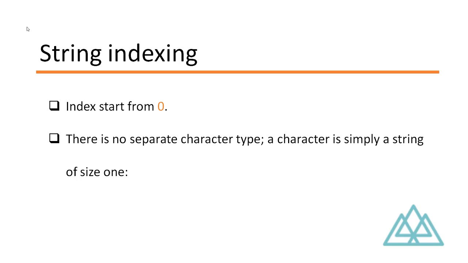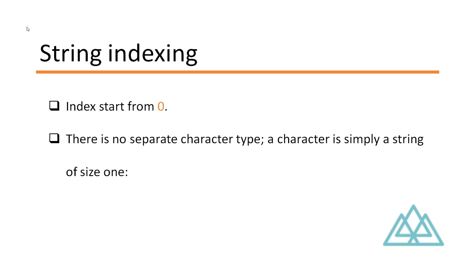Like in other programming languages, Python also has indexes starting from 0. The default value of a starting index is 0. There is no separate character type; a character is simply a string of size 1. Means if you have any character like A, B, C, D, any letters, all these letters in Python are not simply characters. All these are strings.